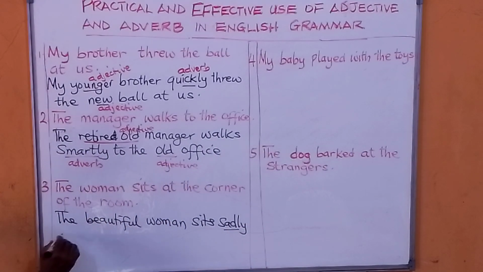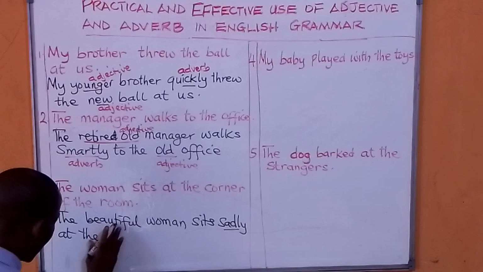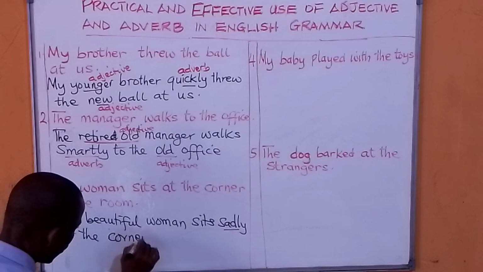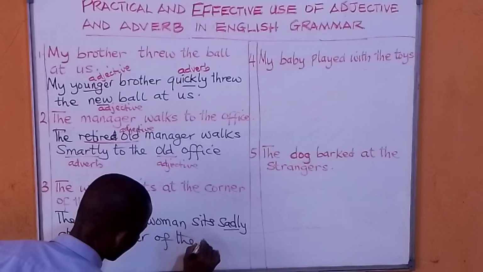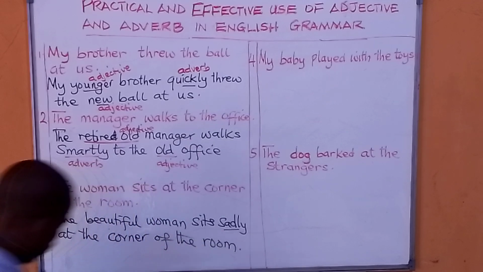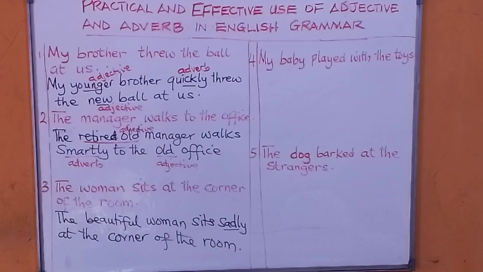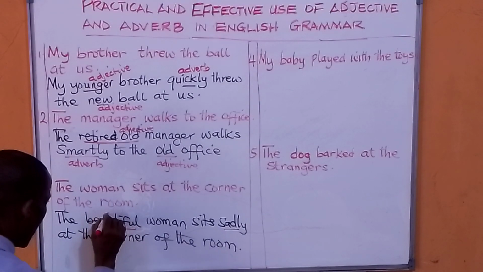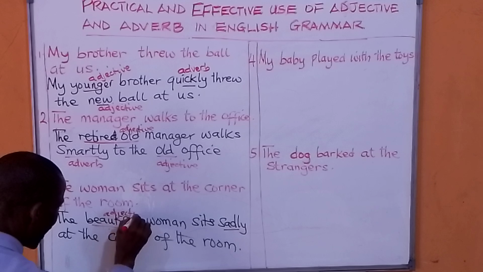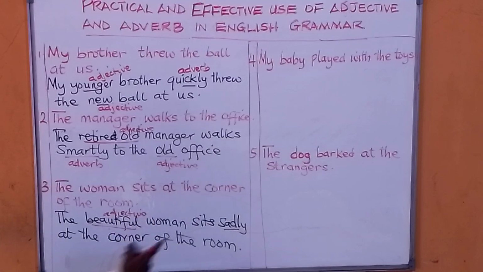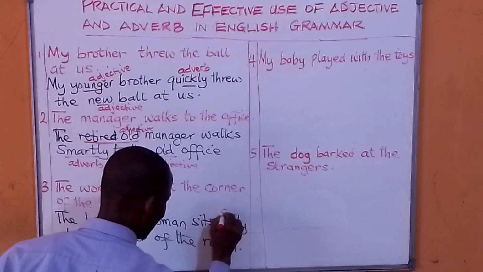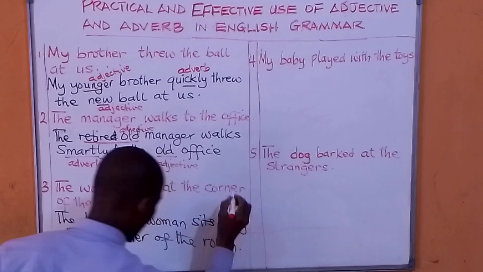Sits sadly at the corner of the room. At the corner of the room. Now you see information that is added. Instead of saying the woman, I say the beautiful woman. That beautiful is an adjective qualifying the woman. Sits here, sadly, that is the adverb.